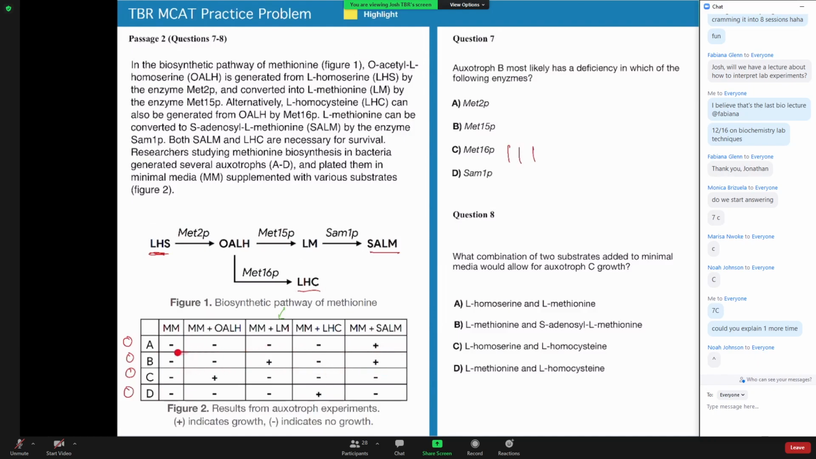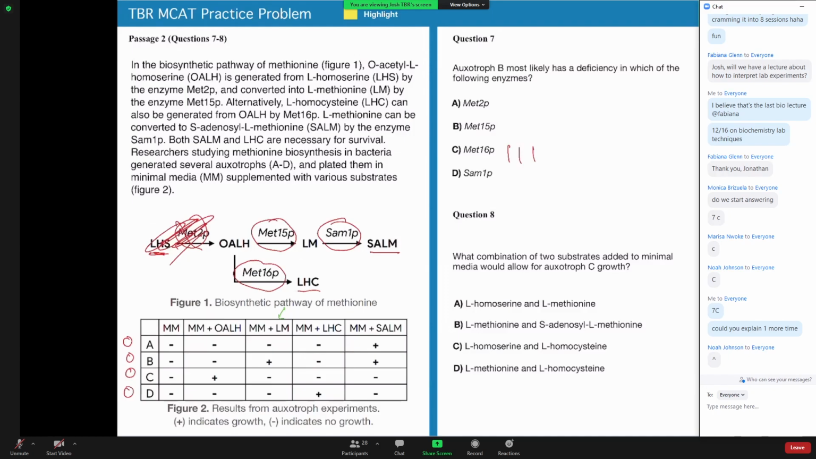Okay, so the best thing to do is just systematically go one by one through your feeding experiment, right? And so here, if you feed it just OALH, just this, and it doesn't grow, that means that either this step is messed up, this step is messed up, or this step is messed up, or some combination of. Does that make sense? So we don't know which one, but we know that one of these must be messed up, right? Because it still doesn't grow. And we've already bypassed MET2, so we don't even care anymore if this is deficient or not, right?